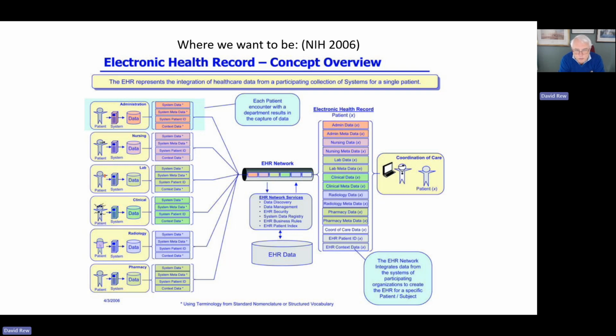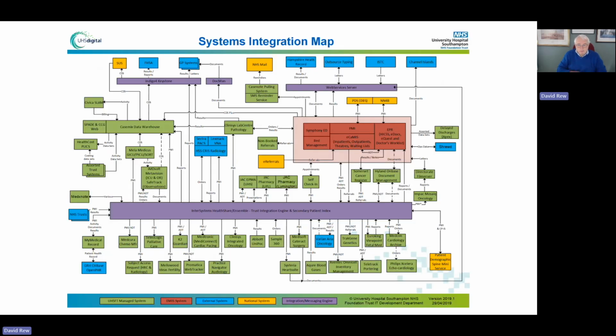But that approach hasn't really been achieved to any great success until we put our minds to it in about 2008, 2009 in Southampton. Now, this lovely little diagram, there'll be a test at the end of the talk on it, is the systems integration map for Southampton General Hospital. The purple streak is the integration engine that holds all the patient hospital numbers, and it pulls all the information from all these different systems together into the unitary clinical data estate for each and every record.